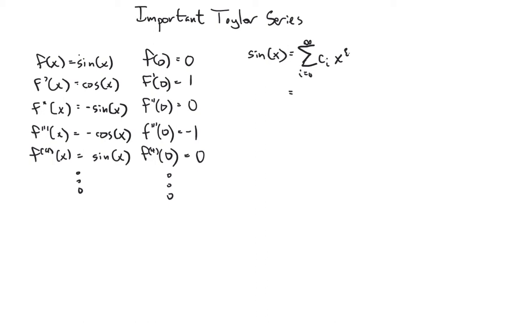And let's say we want to center our Taylor series at 0. So let's say this is indeed a Maclaurin series. Well, we fill in 0. So f of 0 is 0. The derivative at 0 is 1. The second derivative at 0 is 0. The third derivative at 0 is -1. And this pattern will repeat. It'll go 0, 1, 0, -1, 0, 1, 0, -1, infinitely far.